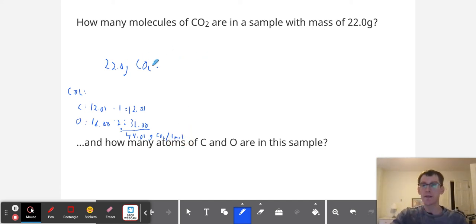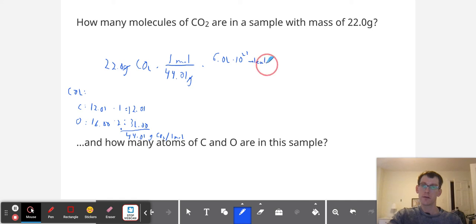So from here, I can take that 22.0 grams of carbon dioxide, and I will multiply that by a conversion factor. I'll multiply that by 1 mole for every 44.01 grams. Notice our grams cancel out. However, we are not all the way yet. We only are at moles of carbon dioxide, and we want the molecules of carbon dioxide. So what we need to do is multiply by Avogadro's number, which is 6.02 times 10 to the 23rd molecules for every 1 mole. And that brings us to, let's see, our moles cancel out and we're at molecules.